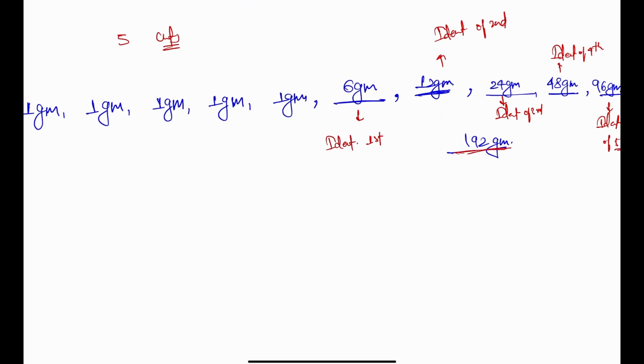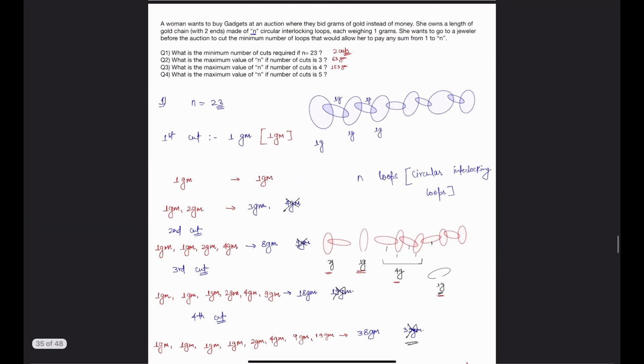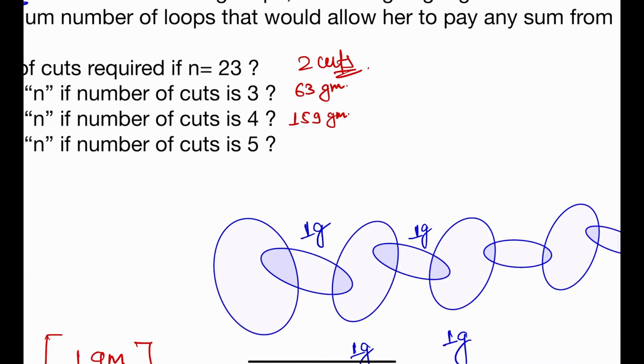So again, if we add up, how much we can measure is 192 into 2 minus 1. That is actually the pattern. 384 minus 1 is 383 gram. So the answer of the last one is 383 gram.